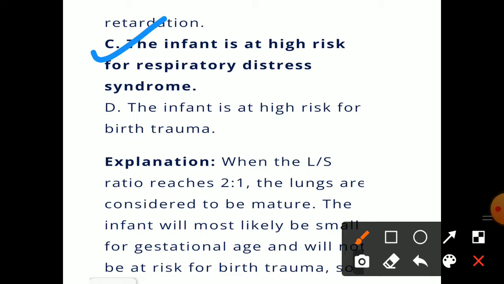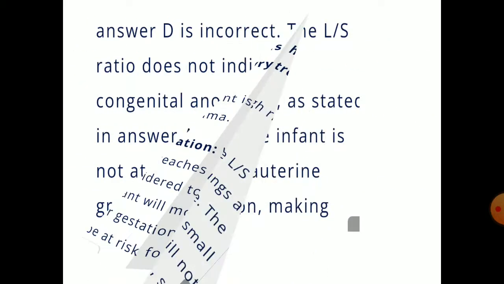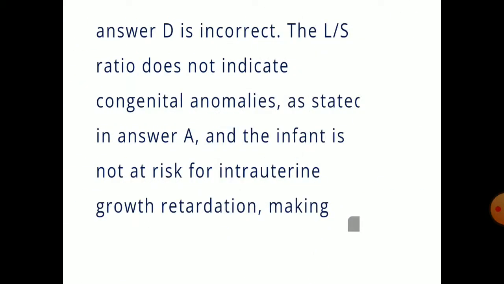We will see the explanation. When the L/S ratio reaches 2 to 1, the lungs are considered to be mature. The infant will most likely be small for gestational age and will not be at risk for birth trauma. So answer D is incorrect. The L/S ratio does not indicate congenital anomalies as stated in answer A, and the infant is not at risk for intrauterine growth retardation.